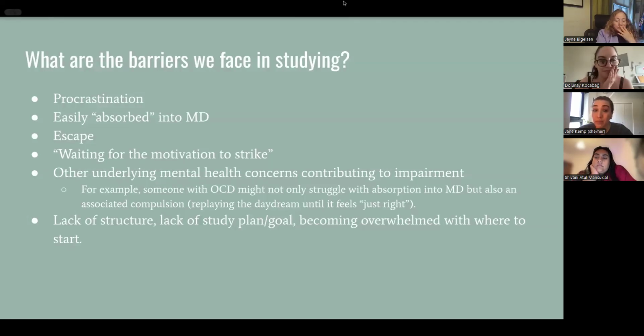Which is a good point too, because it might not be just one barrier that you're facing. It could be a combination of these that reinforce one another and make it even more challenging to manage.